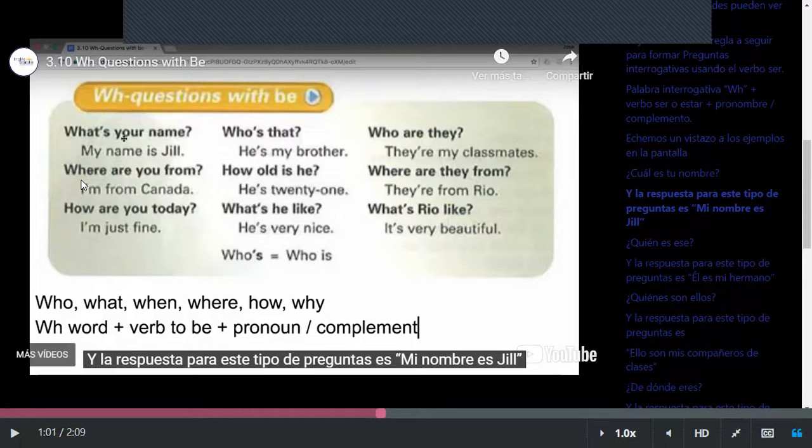I'm sorry, repeat, please. Barack Obama is from the United States. I don't know. Yes, that is absolutely correct. Good job. Okay. Where is Cristiano Ronaldo from?